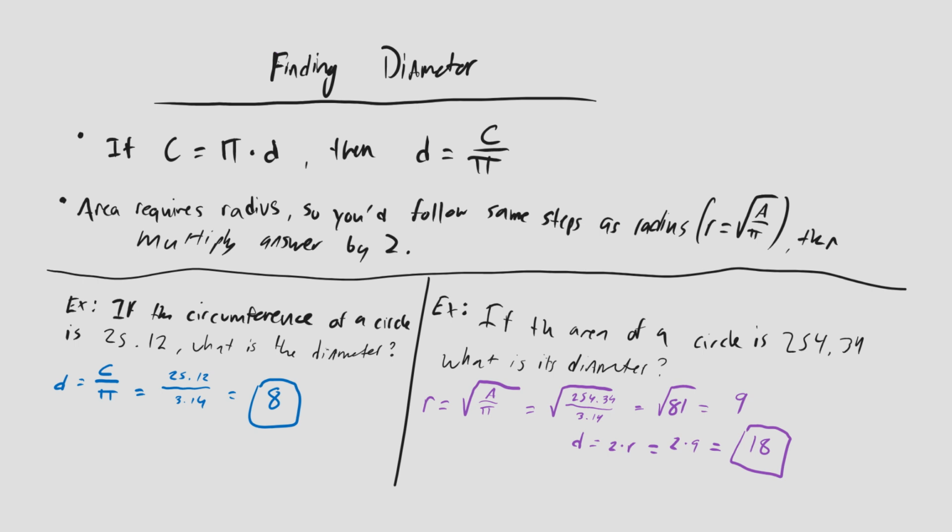I would take area divided by pi first. 254.34 divided by 3.14. In that case, it would make 81. I take the square root, that would make 9. Once I've got the answer of 9, to get the diameter, I have to double that answer since that was the radius. So 9 times 2 would make 18. There is my diameter, 18.